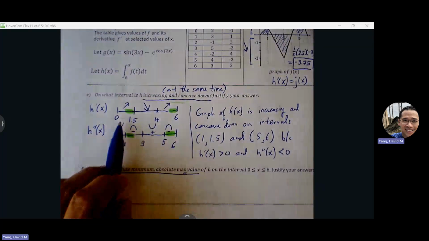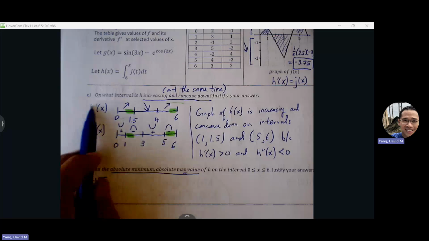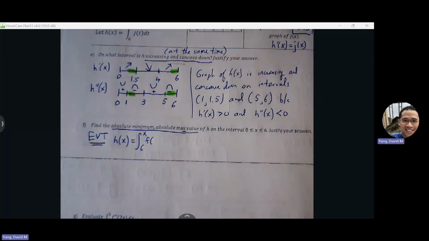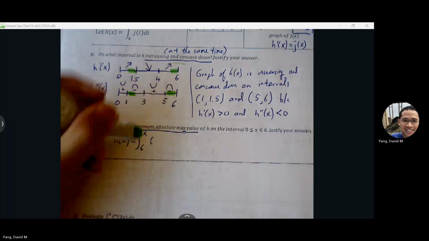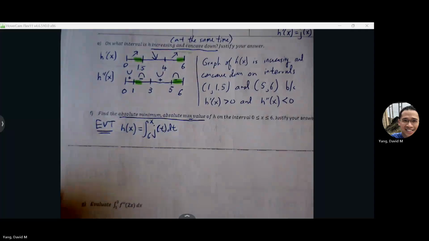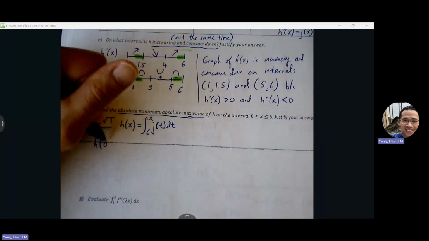So extreme value theorem, again, we're going to test the points from our h prime sign line. So here's the formula that we're going to use. Okay, sorry, j of t. So let's start with 0.